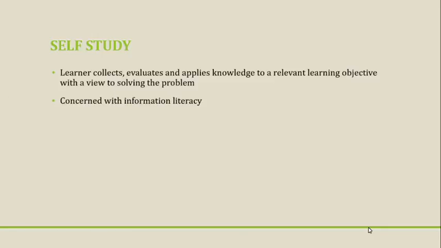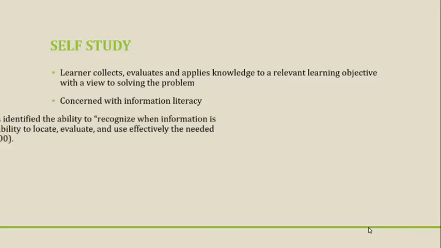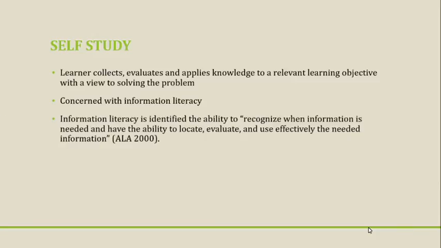So the approach that we will use is information literacy. This is concerned with the ability to locate, understand and use information. This skill is a necessary competence in the workplace today, and a number of researchers have highlighted the importance of information literacy. According to the American Library Association, information literacy is identified as the ability to recognise when information is needed and have the ability to locate, evaluate and effectively use the needed information.